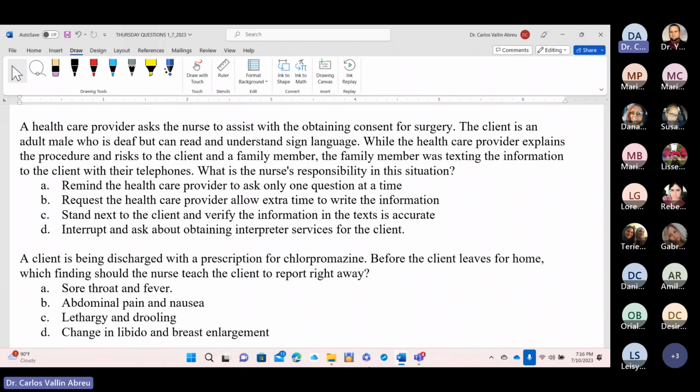A, remind the doctor to ask only one question at a time. B, request the doctor allow extra time to write the information to the family member. C, stand next to the client and verify the information texted is accurate. And D, interrupt the doctor and ask about obtaining interpreter services for the client. What do you think?